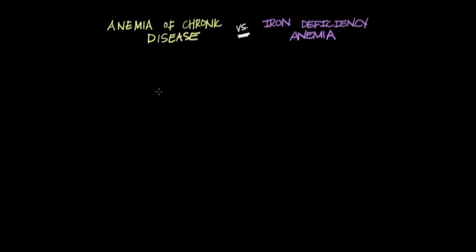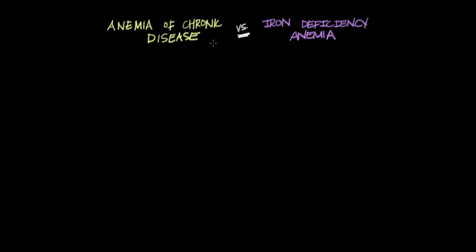So let's talk about some of the differences between anemia of chronic disease and iron deficiency anemia, because really these two diseases present very similarly. Both of them are going to have patients that present with signs and symptoms of anemia. So patients that are chronically fatigued and feeling weak, looking paler than usual, and maybe experiencing some shortness of breath.